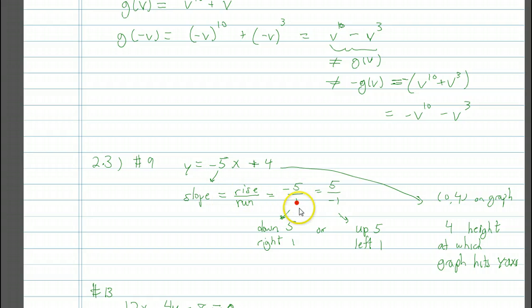So we can write that as negative 5 over 1, which would tell us to go down 5. It's the change in y over the change in x, and then right 1. Or if you put the negative sign on the bottom, it could be saying to go up 5 units in the positive y direction, and then left 1 unit in the negative x direction. The 4 at the end tells us that this is the height at which we hit the y-axis.